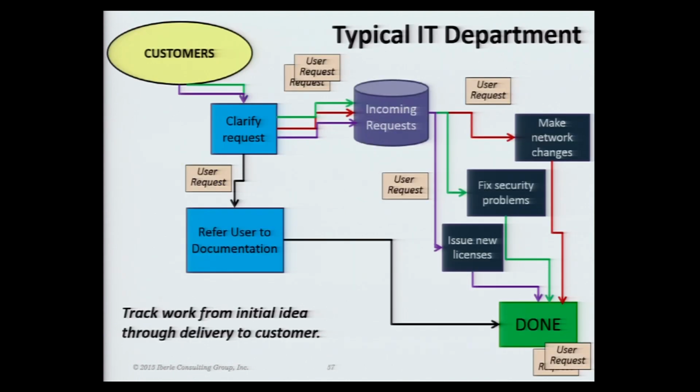So this is one for an IT service request group. So this is actually a very small value stream. But even so, it has some interesting parts. You're tracking the work from the initial idea that somebody has, in this case asking for help with something, all the way through to being done.